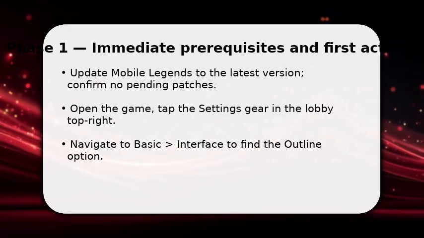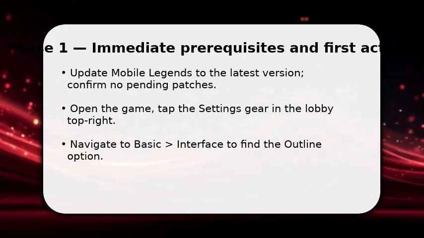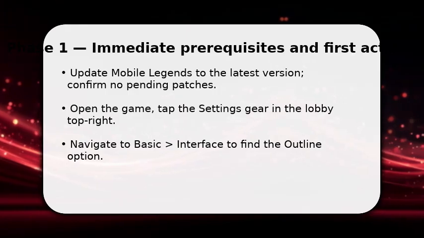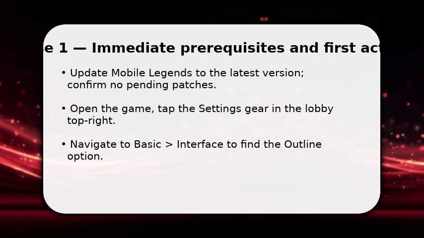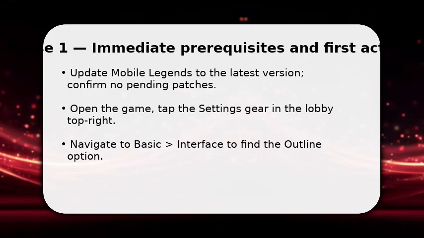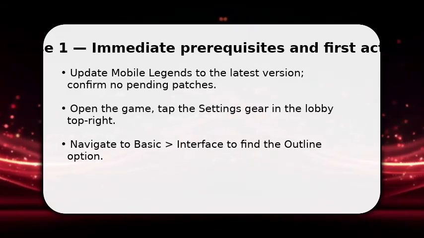This is where the outline control appears. Tap the outline toggle to enable it. You do this now because enabling early prevents needing a restart mid-match and ensures the setting is applied across modes.